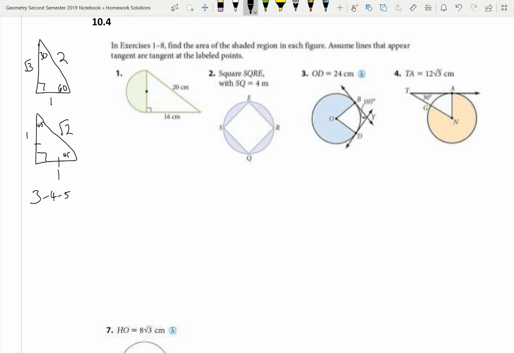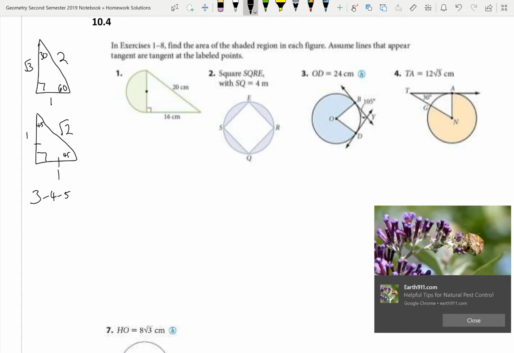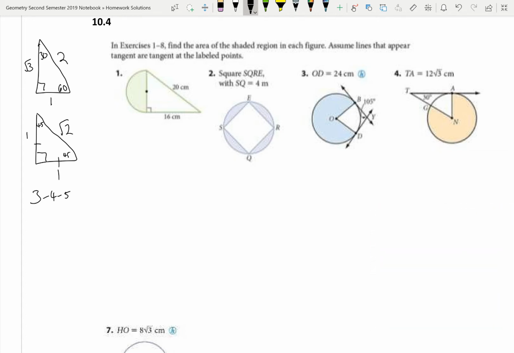So find the area of the shaded region and assume lines that appear tangent are tangent at the labeled points. So we can see that we have a triangle. And you could do the Pythagorean theorem. To do that, you could call this x. You could say x squared plus 16 squared equals 20 squared. Or notice that it is a 12, 16, 20 right triangle. In other words, it's 3 times 4, 4 times 4, 5 times 4.